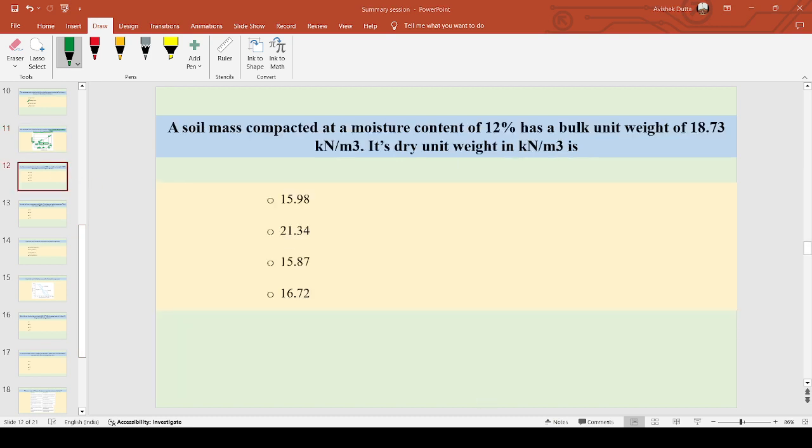Yes, anyone is there? Mohammad Tanveer Akhtar. Are you there? Yes, sir. Can you solve this sum? Hello? We have to find out the dry unit weight.